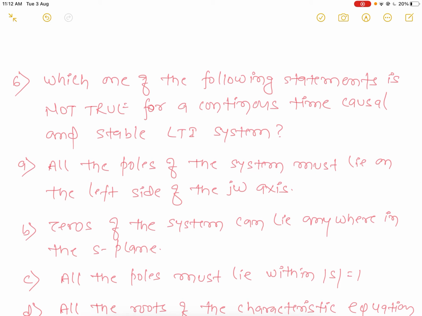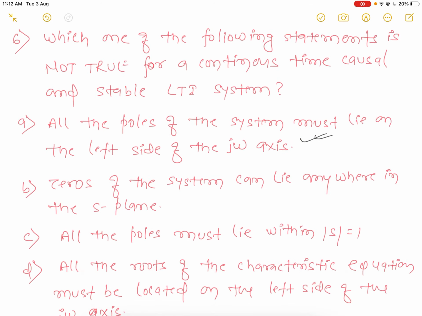Which one of the following statements is not true for a continuous time causal stable LTI system? For a causal LTI system, all the poles of the system must lie on the left side of the j omega axis. For stability, it must be true. This one is a true statement. Zeros of the system can lie anywhere in the s plane. This one is also true.